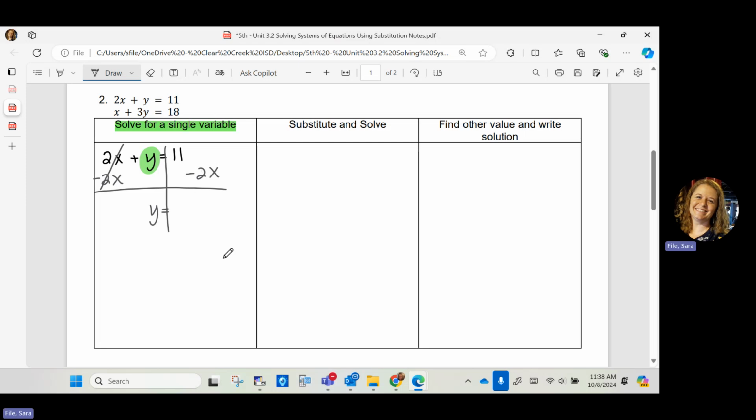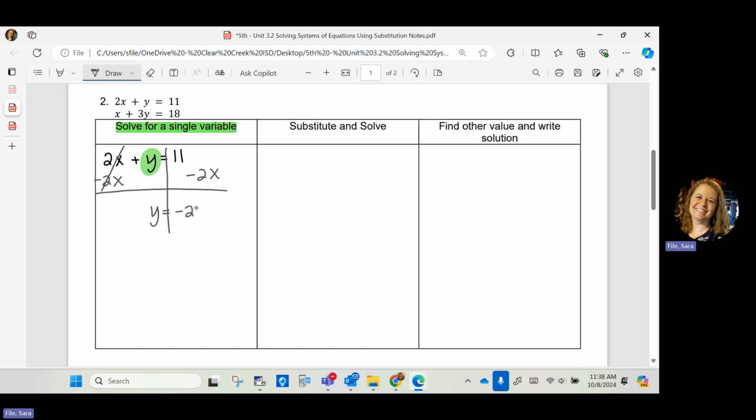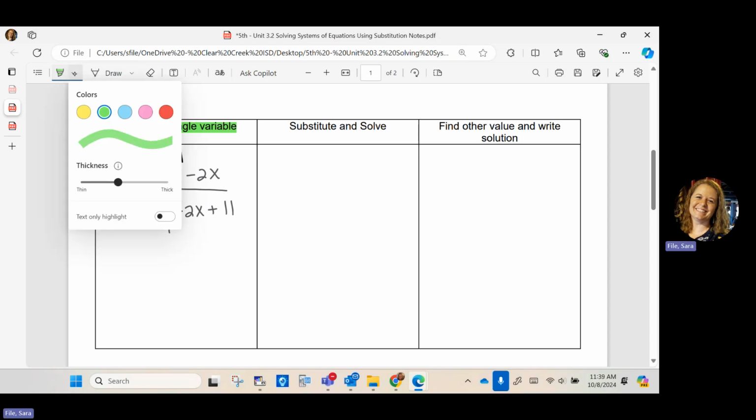I cannot combine 11 and minus 2x. This has an x, this does not. So they don't go together. I keep them separate. So you can write it as 11 minus 2x, or you can put it in slope-intercept form and have the x first. That's fine too. So I've got one of my equations solved for a single variable.